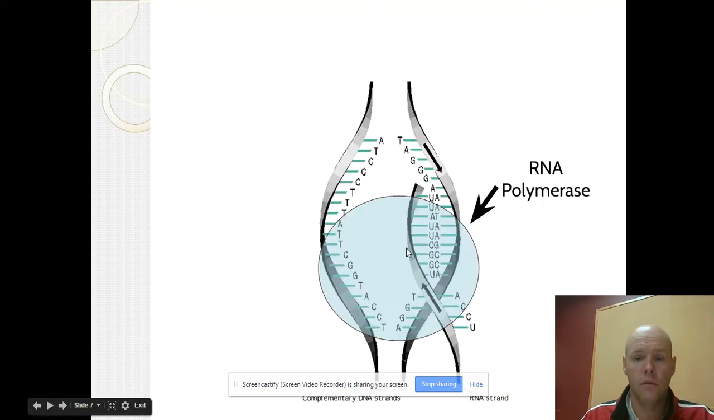So if we look at this, you have the DNA here. You have helicase that's already broken the hydrogen bonds. Now you have this other enzyme, RNA polymerase, that's matching up nucleotides to start forming this thing called an mRNA.